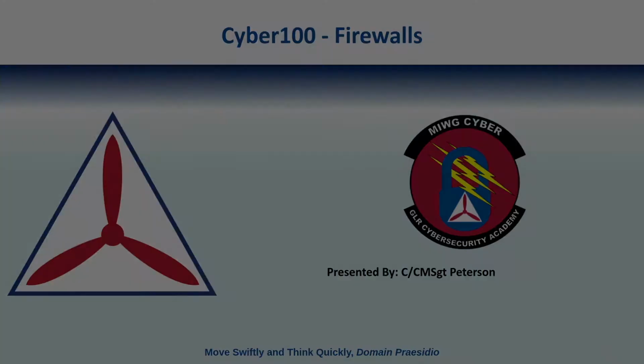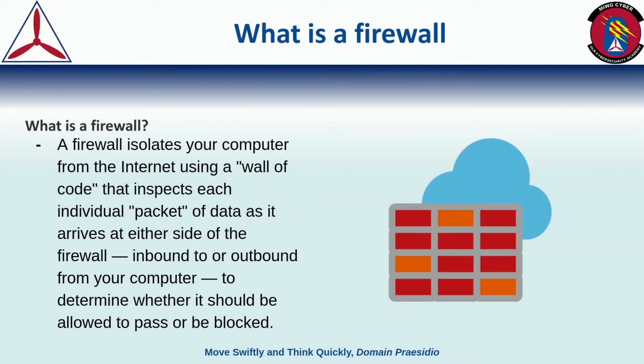Talking about firewalls. What is a firewall? Well, a firewall isolates your computer from the internet using a wall of code that inspects each individual packet of data as it arrives at the other side of the firewall, inbound or outbound to or from your computer, to determine whether it should be allowed to enter or be blocked.